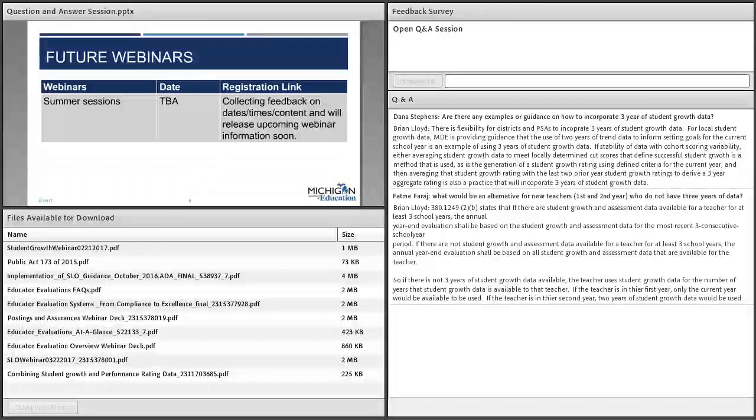There's a question that was asked. I know it is best practice to use 3 years of data. Is it mandatory or optional?